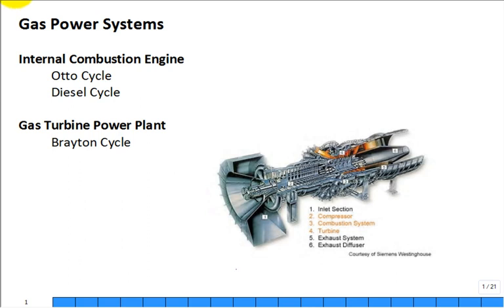So this is our second or third lecture in Chapter 9 dealing with gas power systems. We've covered the internal combustion engine, the Otto cycle, the diesel cycle. Today we move into basically the Brayton cycle. This is a cycle modeling gas turbines that produce mechanical power.